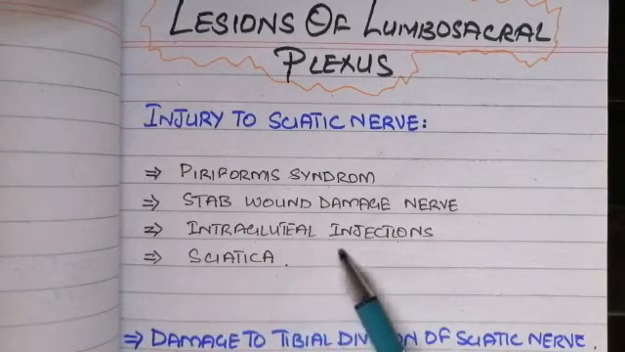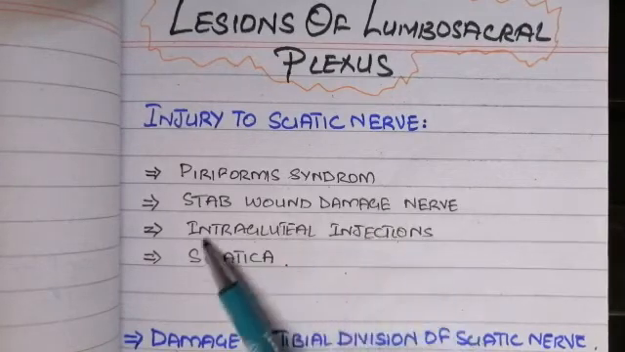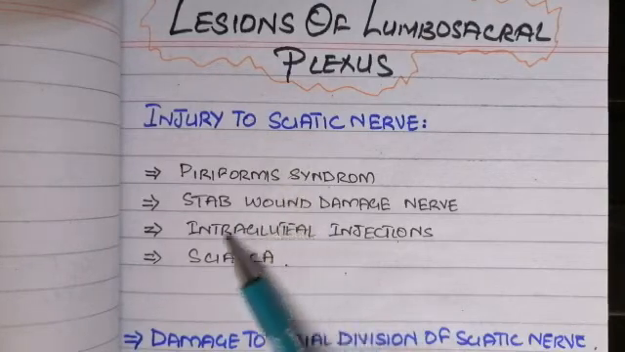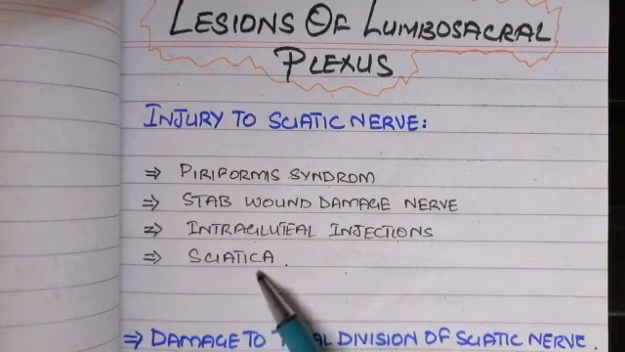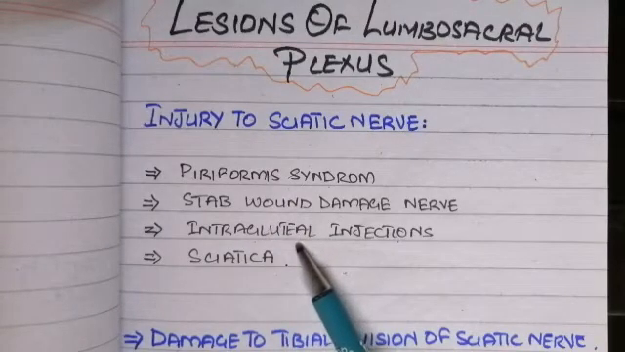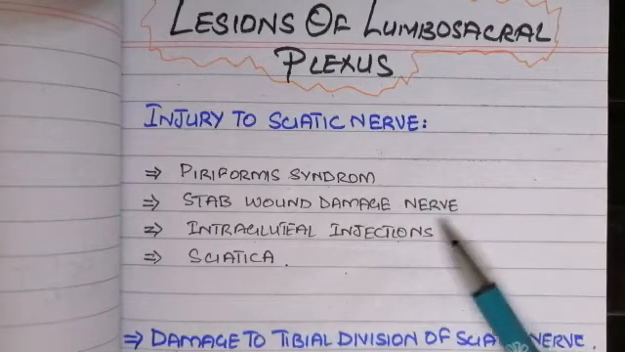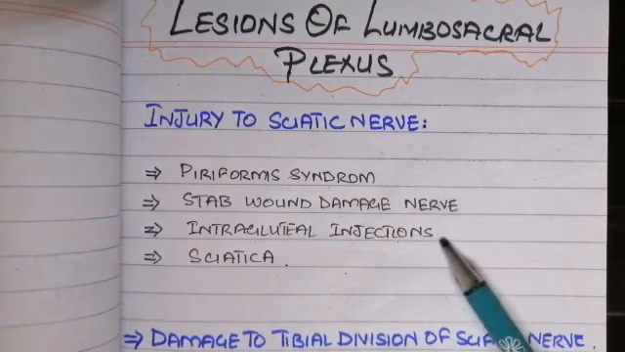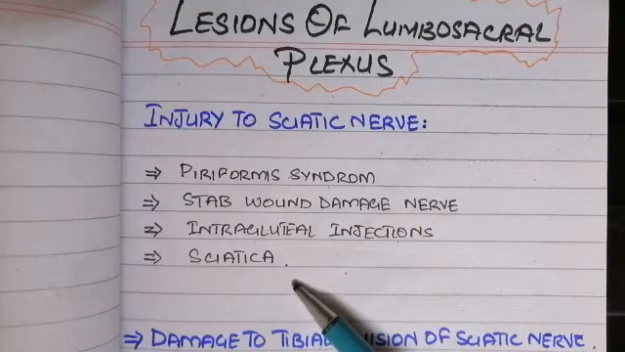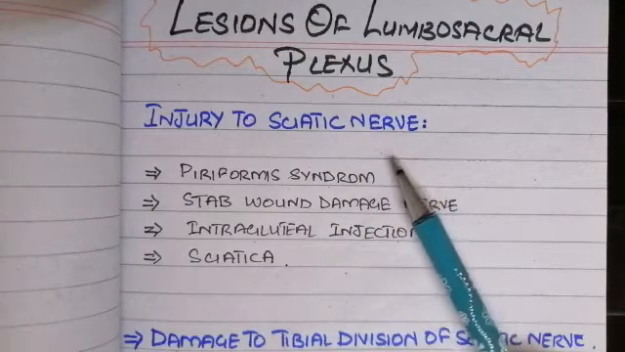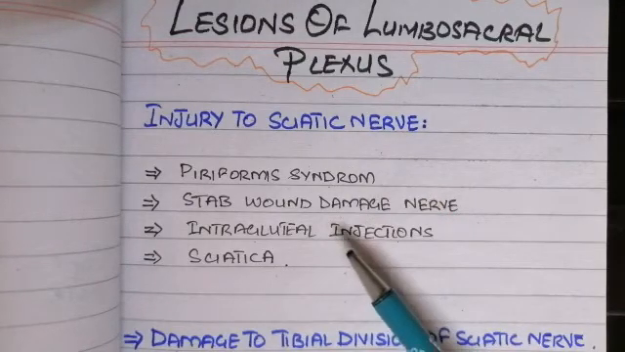Intragluteal injections are a major source of damage to the sciatic nerve, and may cause sciatica, which is a very painful condition of the sciatic nerve. These intragluteal injections are also very common IM injections used in our clinical practice. So if these injections cause damage to the sciatic nerve, it may cause sciatica, and there will be a very painful condition. So these are some of the causes of injury to the sciatic nerve, how it is damaged along its passage.